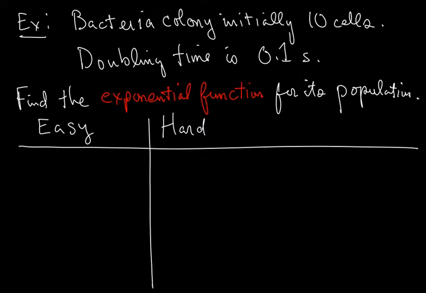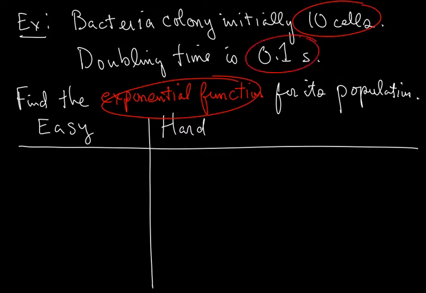So let's say you have a bacteria colony and it's initially 10 cells large, and it doubles every 0.1 second. So it's growing pretty fast. Again, the goal is to find the exponential function that has these two things, this initial value and this doubling time. All right, so if we go straight to the formula, we remember that r is equal to ln2 divided by the doubling time, which is 0.1. And you straight up plug that into your calculator, you get 6.9315.